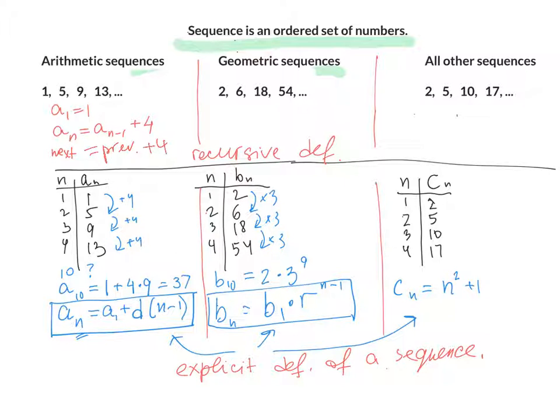What's the recursive definition for a geometric sequence? So the first term is 2, and to find every following term, you start with the previous term and multiply it by 3. Or you can write it as 3 times b sub n minus 1. This one is a little trickier. Take it as a little challenge.